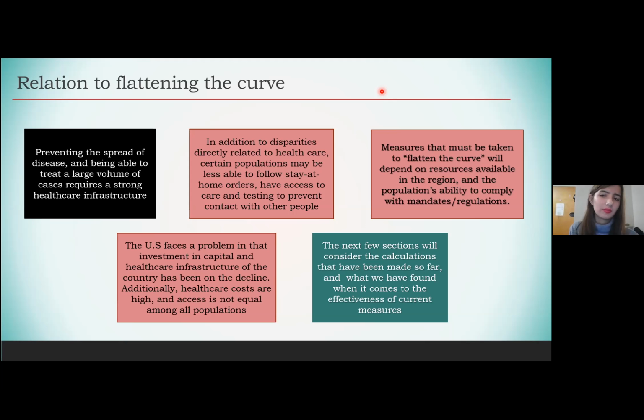And so the measures that must be taken to flatten the curve will depend on the resources available in the region and the population's ability to comply with mandates and regulations. And so in the next few sections, we're going to consider the calculations that have been made so far and what we have found when it comes to the effectiveness of current measures. And so I'll leave it to Justin for the next section.